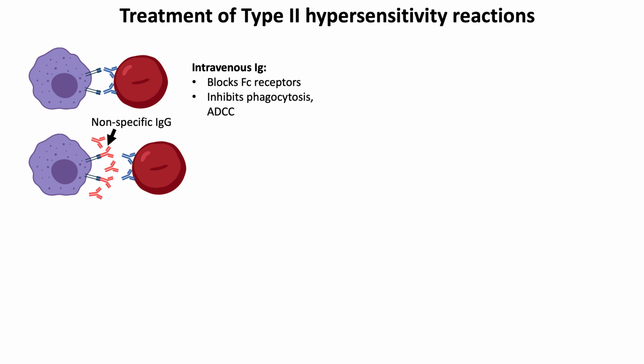There are a number of strategies for treating type 2 hypersensitivity reactions. One of those is what's known as intravenous immunoglobulins. These immunoglobulins can be injected. These are non-specific immunoglobulins, and when they're injected, they can basically competitively inhibit the function of Fc receptors so that they can't bind to the autoantibodies, but are instead binding to these non-specific immunoglobulins. And this inhibits phagocytosis and it inhibits ADCC.